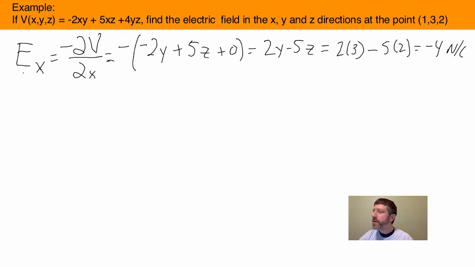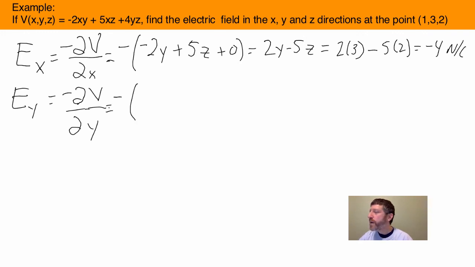Let's do the same thing for the field in the y direction. We're going to take the negative partial derivative of V with respect to y. These aren't 2's, although they look kind of like that. These are rounded d's, so that's the partial derivative symbol. And that'll be negative of, in this term, in terms of y, gives us negative 2x. Plus, what is the derivative of this with respect to y? Well, it's just a constant, that's 0. And then plus this with respect to y will just give us 4z.